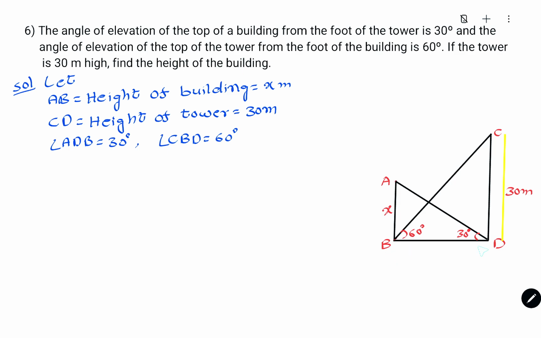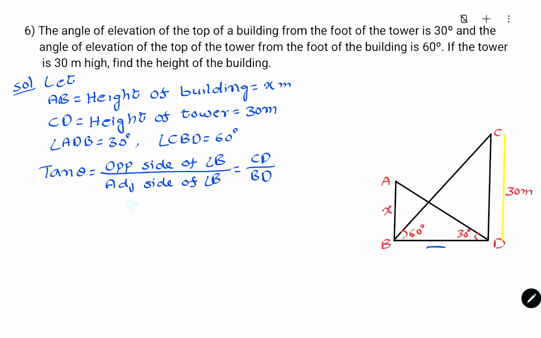Now take triangle CBD. Here we have for angle 60 degrees opposite side and we need to find BD. For that we take tan ratio. Tan theta, opposite side by adjacent side, is equal to CD by DB. Here theta value is 60 degrees. Here CD is 30 meters and BD we assume Y. Tan 60 is root 3, 30 by Y.